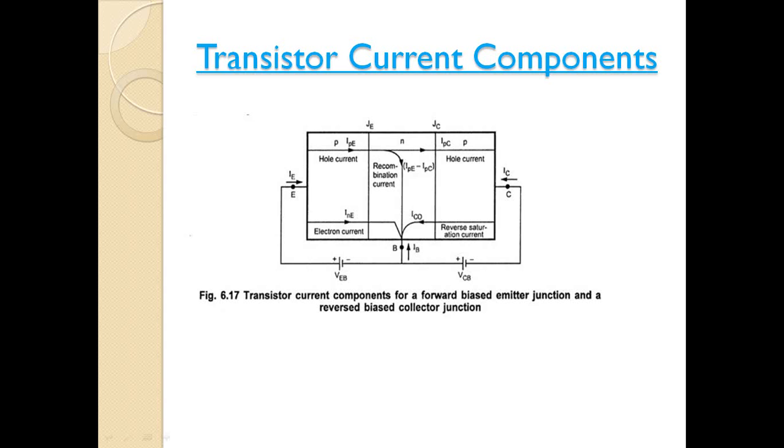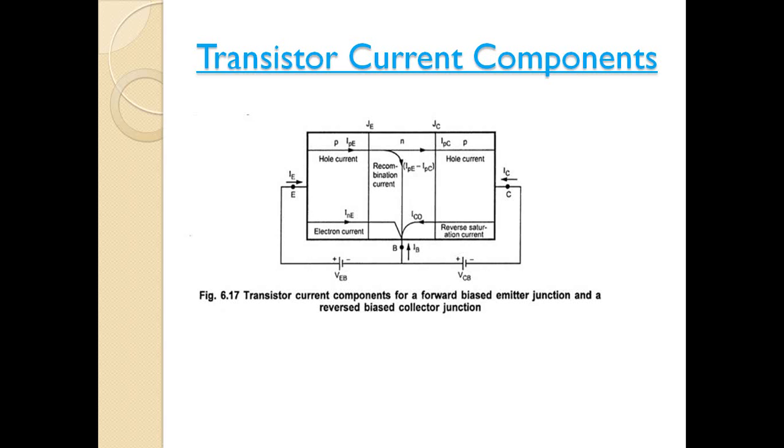The ratio of the hole to electron currents, IPE by INE, crossing the emitter base junction is proportional to the ratio of the conductivity of the P material to that of the N material. The conductivity is proportional to the doping level. If the doping is more, the conductivity is more, and if the doping is less, the conductivity is also less. In commercial transistors, the doping of the emitter is made much larger than the doping of the base. The holes crossing the emitter base junction and reaching the collector base junction constitute the collector current IPC.